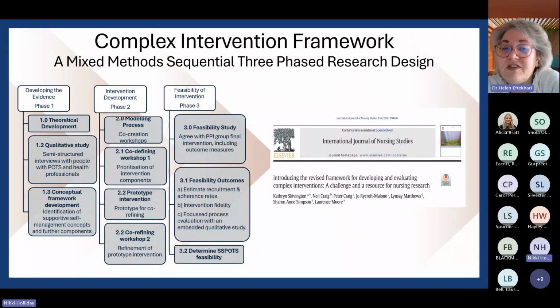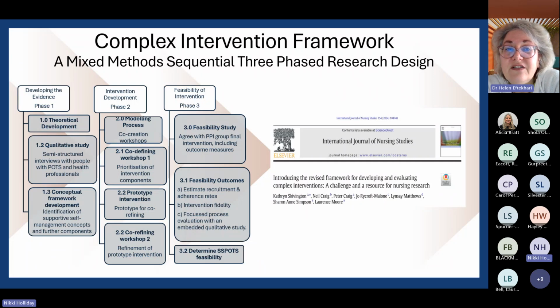I'll talk a little bit about the methodology I used, because I think this was quite important in terms of framing the use of the 3 COs framework. So I looked at the complex intervention framework. A lot of healthcare is in keeping with the complex intervention framework. It was updated by the MRC and Skivington et al. in I think it was 2021, and also in 2024.